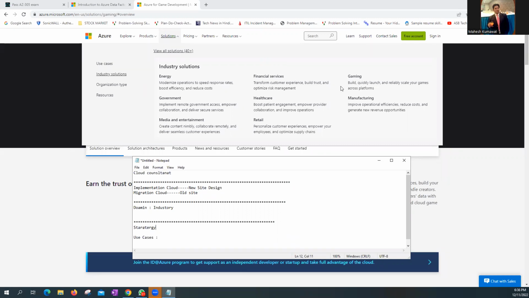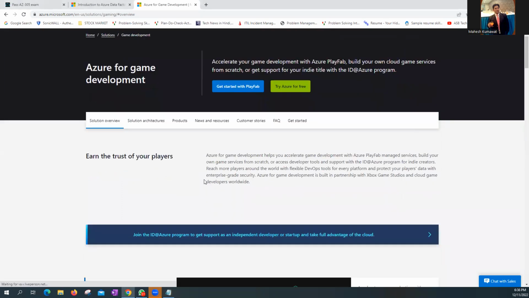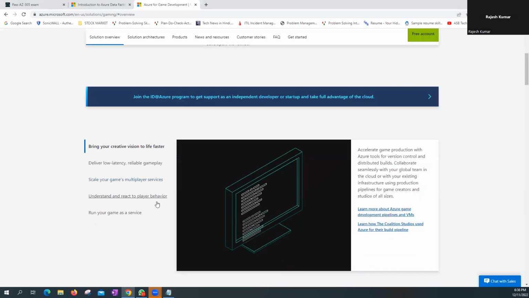Then we have use cases like the gaming industry, like you are working in the gaming industry. What you know about the gaming industry is important over there, right? Which things you require: we require low latency, reliable gameplay, and secure, scalable multiplayer gaming services. We need to understand and react to player behavior, and then games as a service, right?